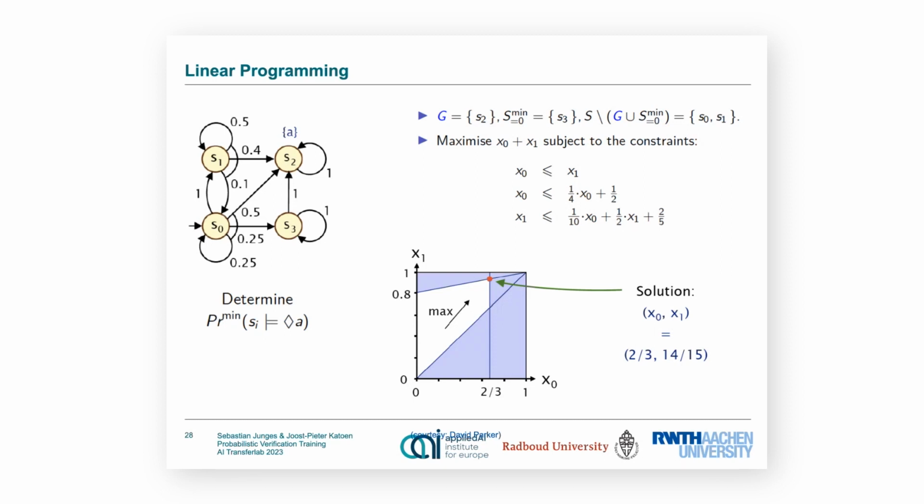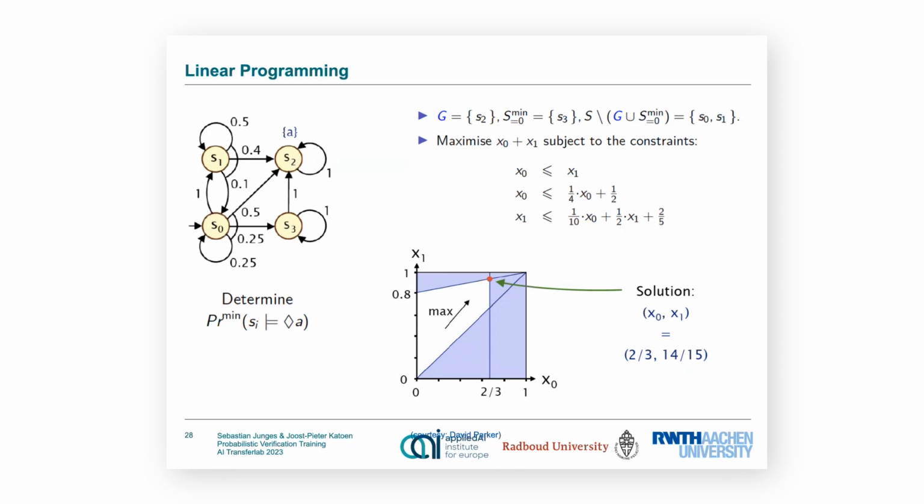Now, in order to do that, you can set up a linear programming problem. It's written down on the slide on the second dot. And that linear programming problem says you would like to maximize the sum of the probability of S0 and S1. So again, as for the reachability, we're going to attach to every state a variable. In my case, these are the x variables. And the idea is that those x variables represent the minimal reachability probability, or the reachability probability to reach the A-labeled state.